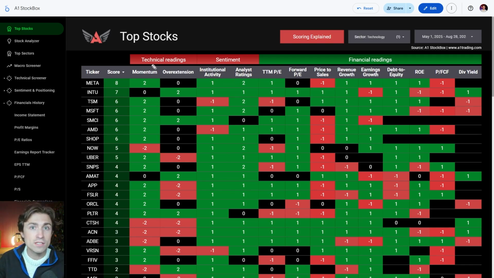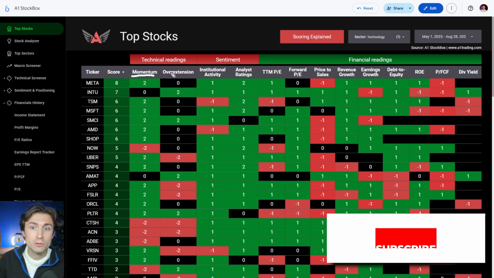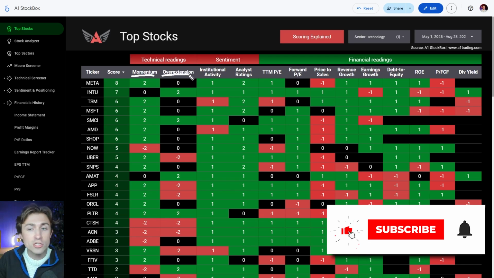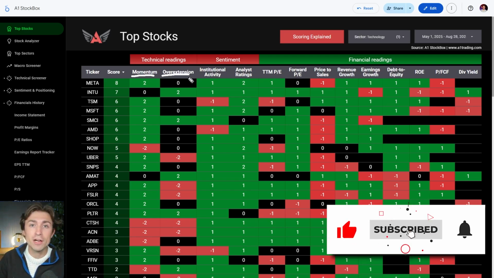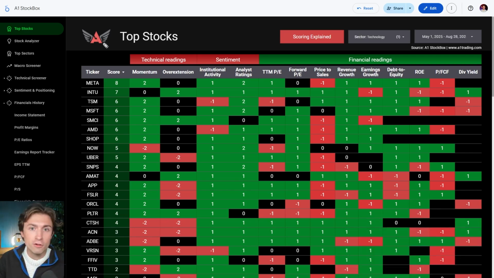Then, of course, the StockBox is also monitoring what is happening on the technical price action basis. We have two columns here. One is momentum, which is the trend overall of a particular stock, and an overextension column, which looks at whether or not a stock may be short-term oversold or overbought. Finally, the score column tallies up everything that we just discussed between technicals, financials, and market sentiment to generate an overall score for each stock that we monitor.